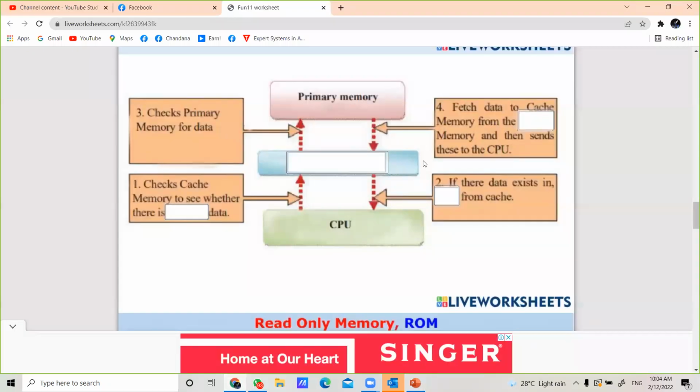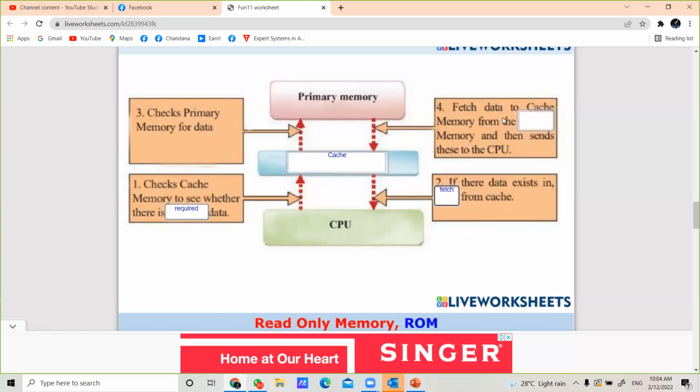Right, look at the blanks here. Check the cache memory to see whether there is required data. Where do we check? What is this blank? The CPU accesses the cache memory. Cache. Then, if data exists in the cache memory, what does the CPU do? It takes that data. We call that fetch. Fetch from cache.